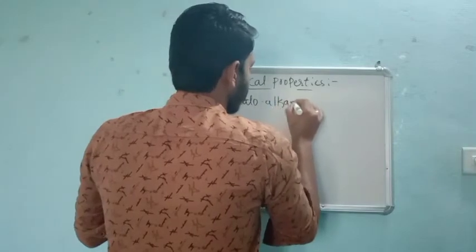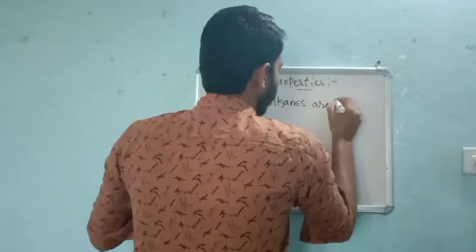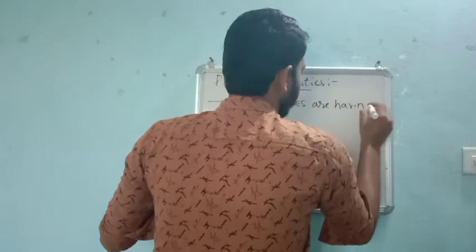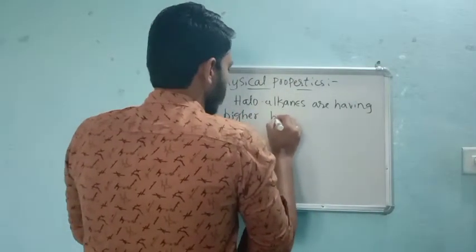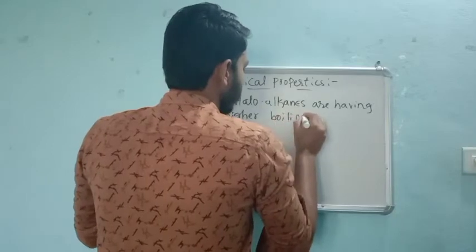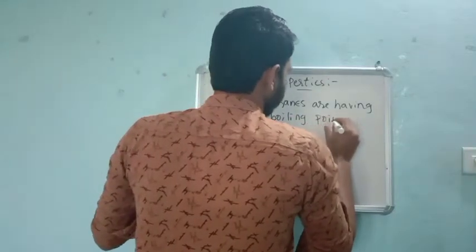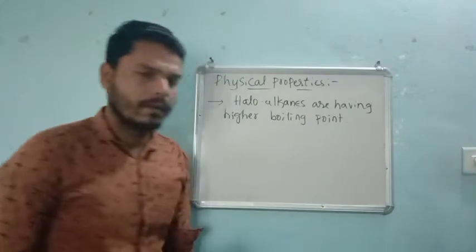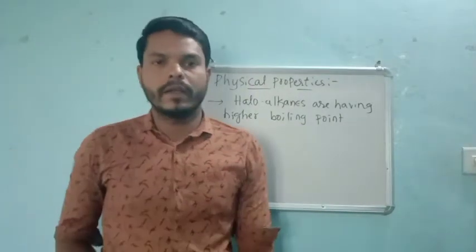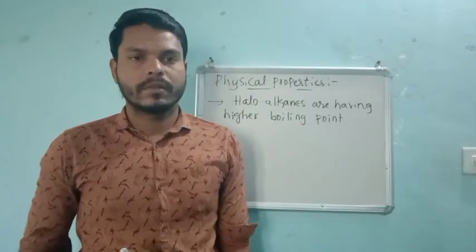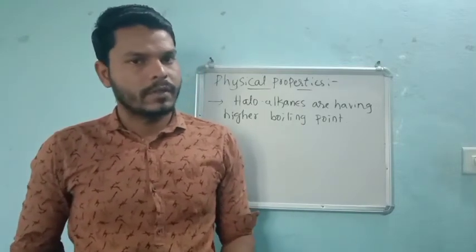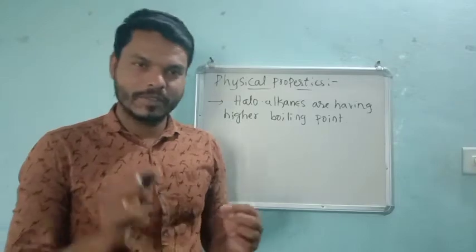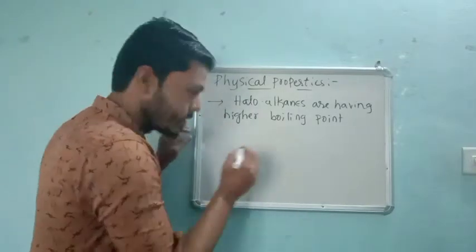Haloalkanes are having higher boiling points. So what does it mean? The boiling point increases as the number of halogens increases, right? Number of halogens. I will show an example.